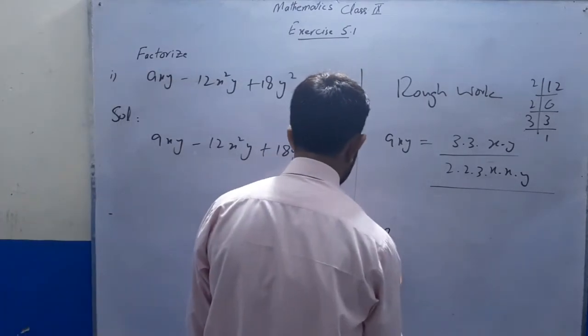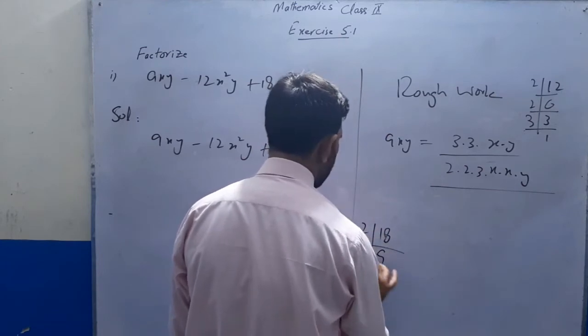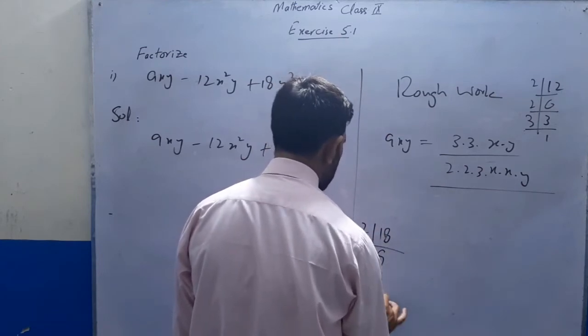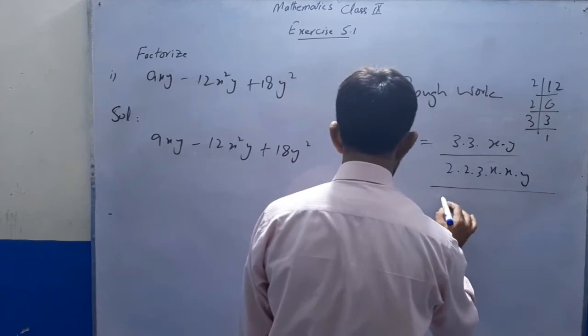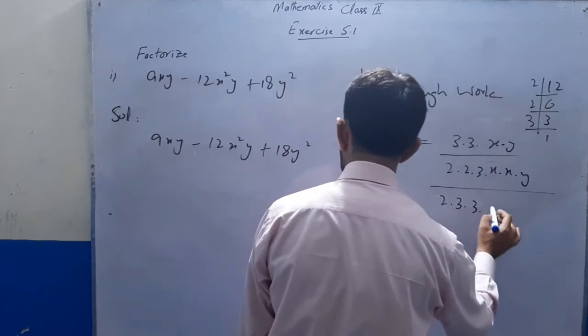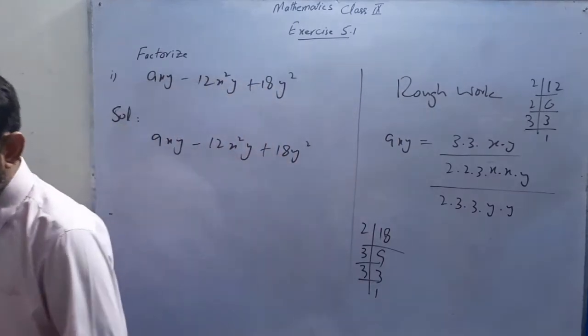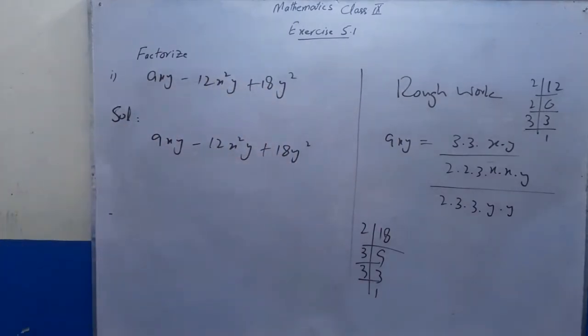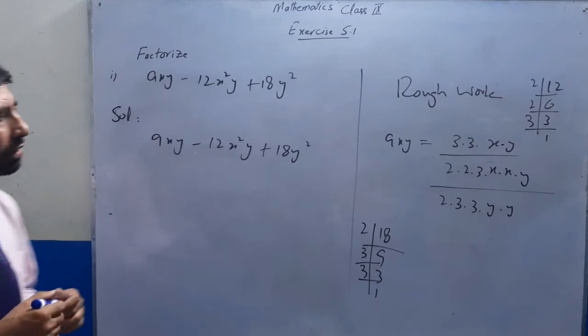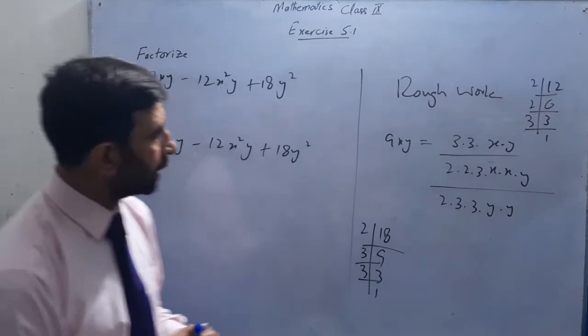Like what may be the factors of 18? 2 times 9, 3 times 3, 3 times 1. Instead of 18, you should write 2.3.3, and for y, 2 times, y square. These are the factors of separate terms, like the factorization of 9xy, the factorization of 12x square y, and the factorization of 18y square. Now look at the common numbers.